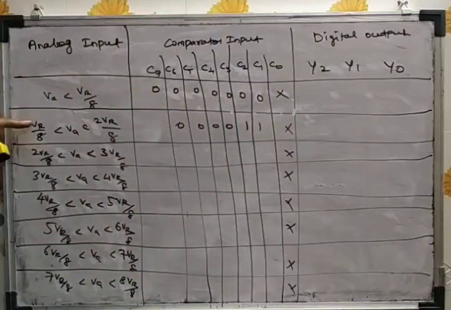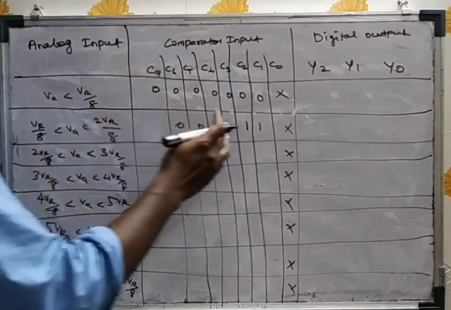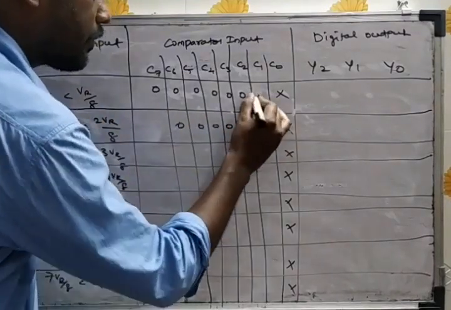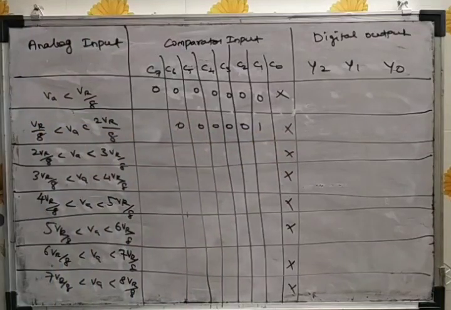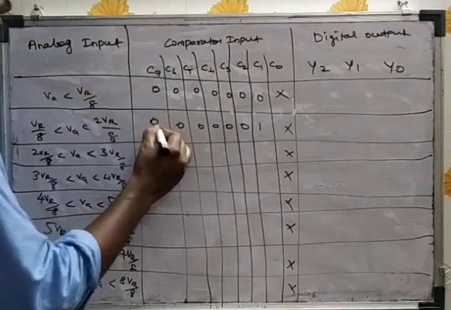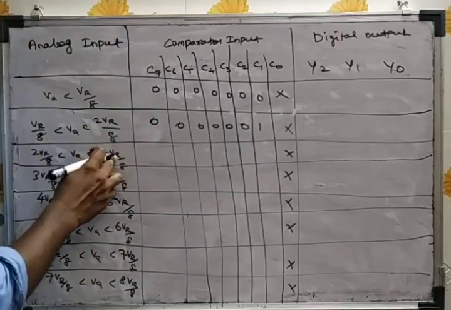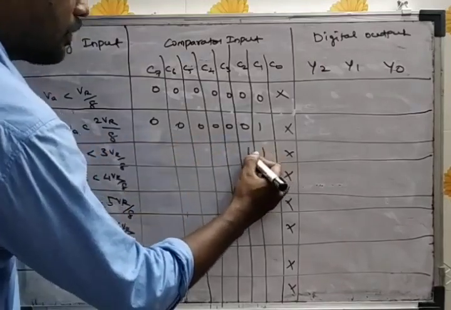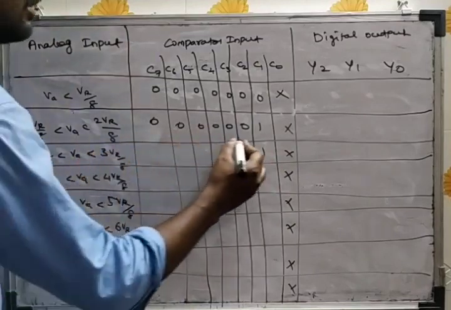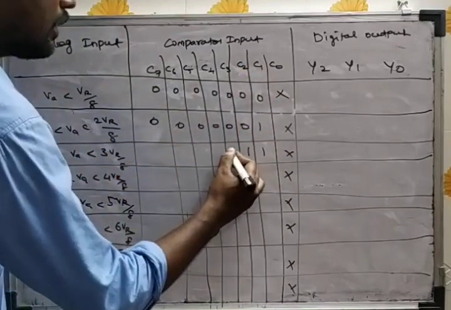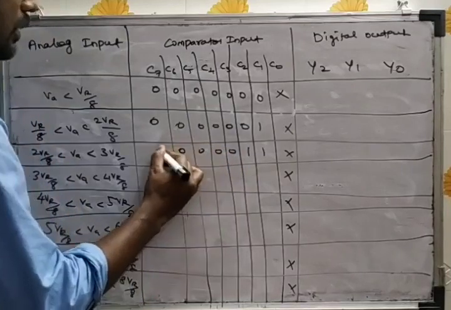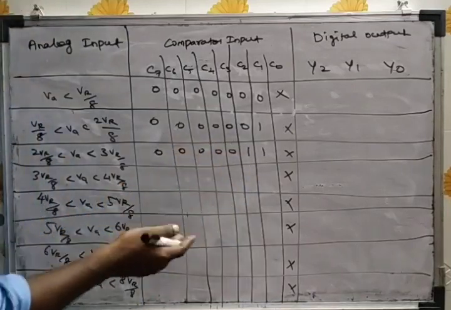If VR by 8 is less than VA and VA is less than 2 VR by 8, we have C1 as 1. Similarly, if VA is between 2 VR by 8 to 3 VR by 8, both C2 and C1 are 1, remaining values are 0. Similarly, you can fill up the remaining table.